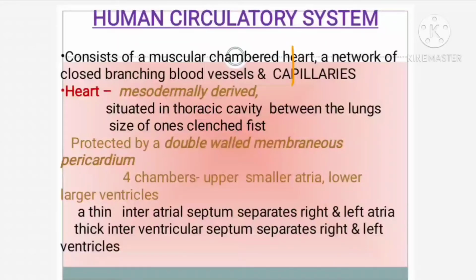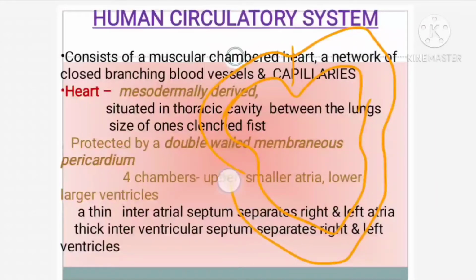It is protected by a double walled membranous pericardium. So the heart has how many coverings? Two coverings, double walled membranous covering. We call these the pericardiums. One is the inner pericardium and another one is the outer pericardium, and in between there is a space. That space we call the pericardial cavity, and this pericardial cavity is filled with a fluid called pericardial fluid.